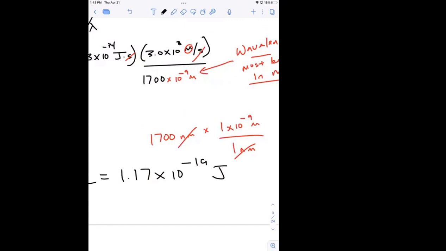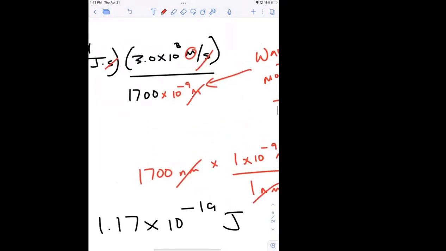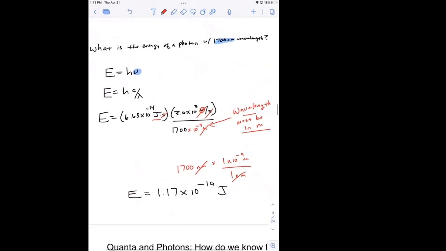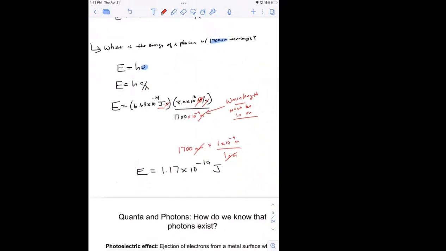All right, so I got 1.17 times 10 to the minus 19 joules. And you can see right here, everything is canceling. So the meters are going to cancel. The seconds are going to cancel. And I'm left with my energy in joules. All right, so the energy of a photon that has a wavelength of 1,700 nanometers is 1.17 times 10 to the minus 19 joules.